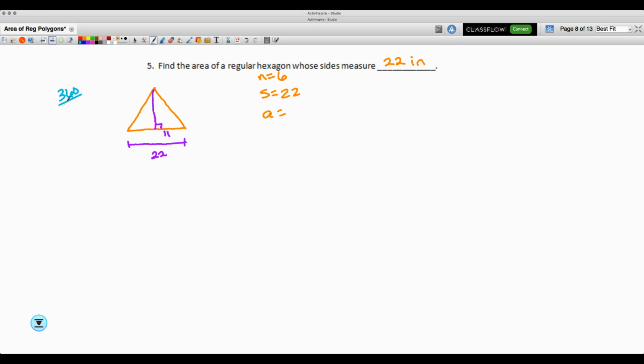All right, so we need to find the central angle. You may remember from before. So we would say 360 divided by 6, that's 60. So the central angle would be 60, which means this is going to be 30. So that means my short leg's 11. So you need to find the longer leg, because that represents the apothem. So that's going to be 11 square root of 3. So then we just multiply the numbers. 1/2 times 22 times 11 square root of 3 times 6. And that's going to give us 726 square root of 3 inches squared.